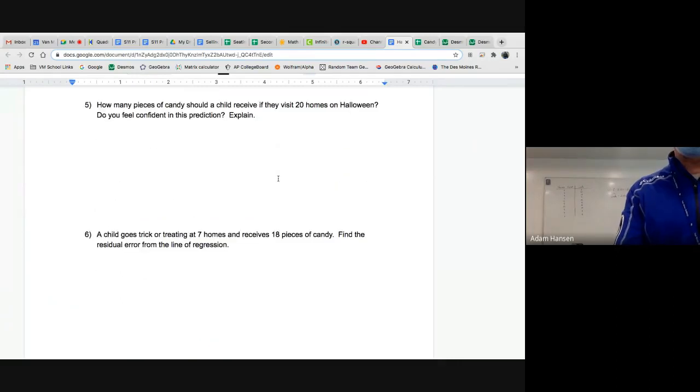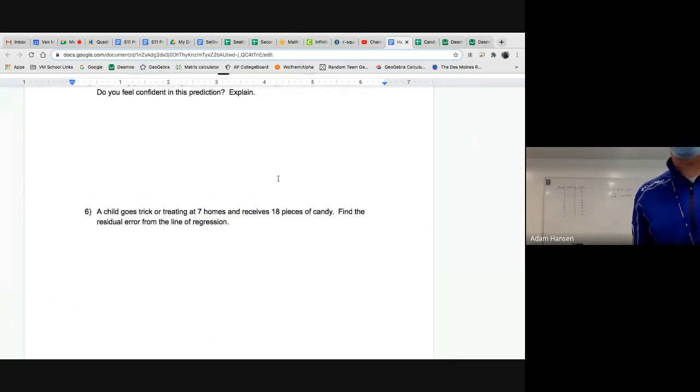Number 6 is finding the residual. A child goes out trick-or-treating at 7 homes and receives 18 pieces of candy. What's the residual error based off of the line of regression?